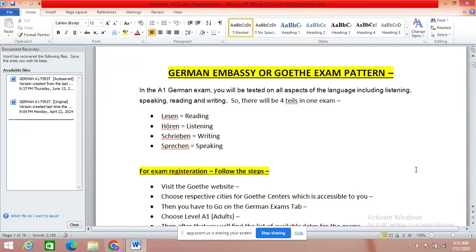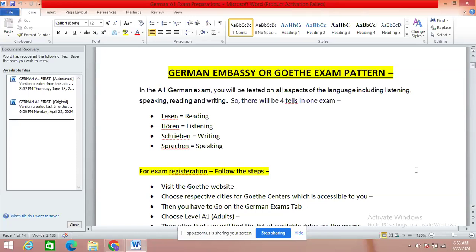Number one is the Lesen. Lesen means reading. Number two is the Hören. Hören means listening. Number three is the Schreiben. Schreiben means writing. And number four is the Sprechen. Sprechen means speaking. So we will be examined over these four sections.